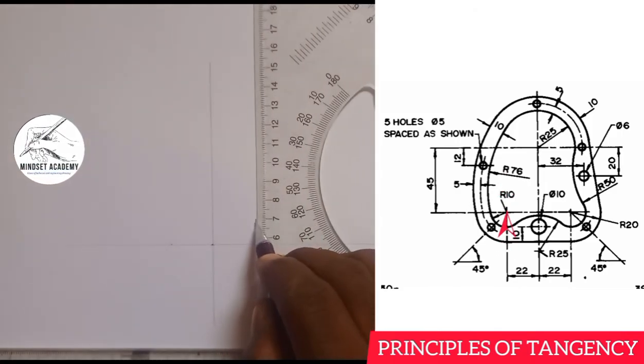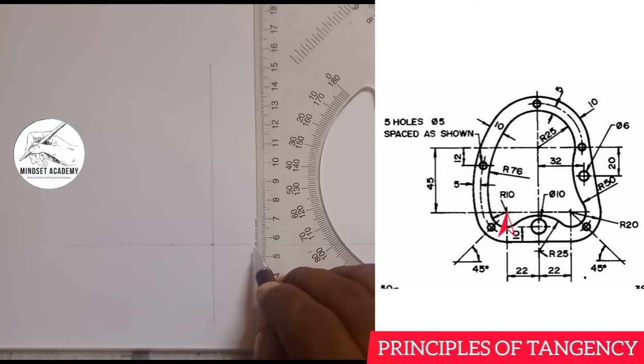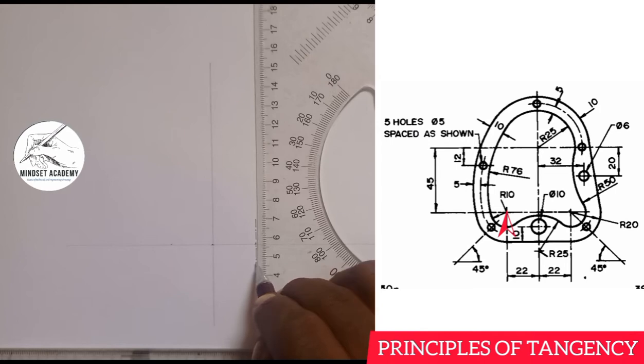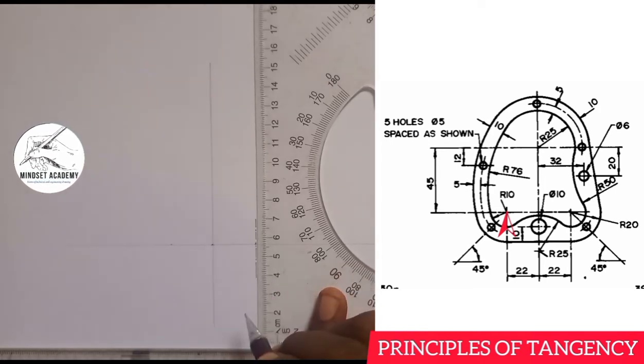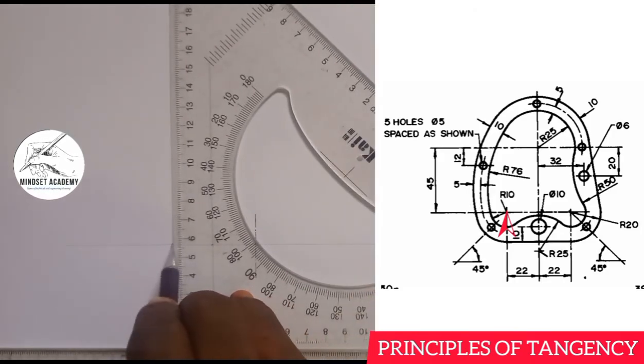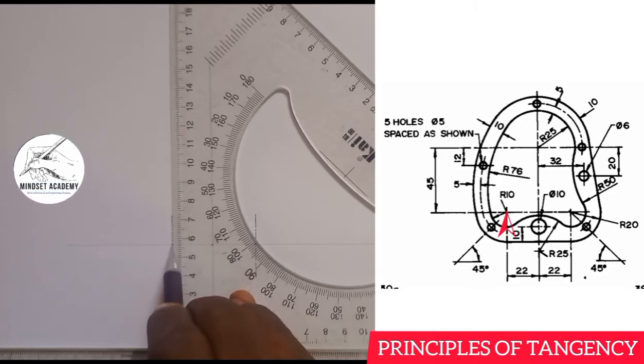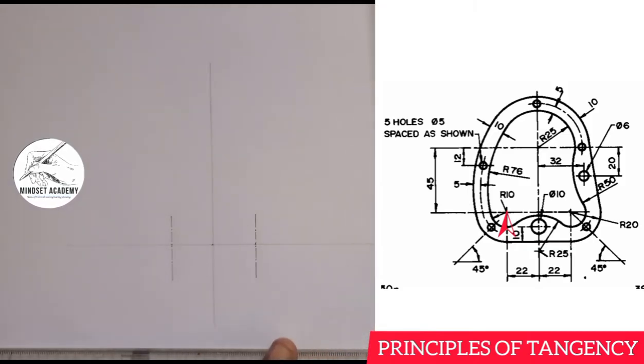I'll start with long, short, long, short, long, short, long. So this is one. I'll come here also and do the same thing: long, short, long, short, long, short, long. So those two points are the centers of the circles.